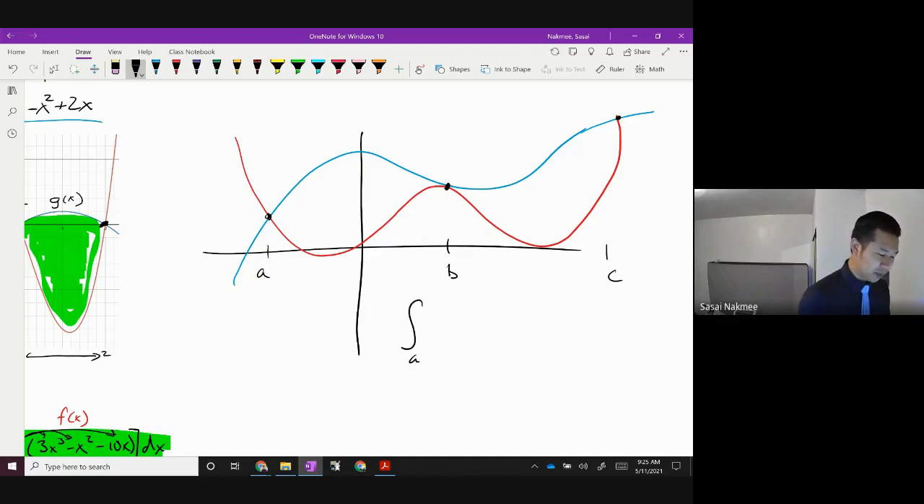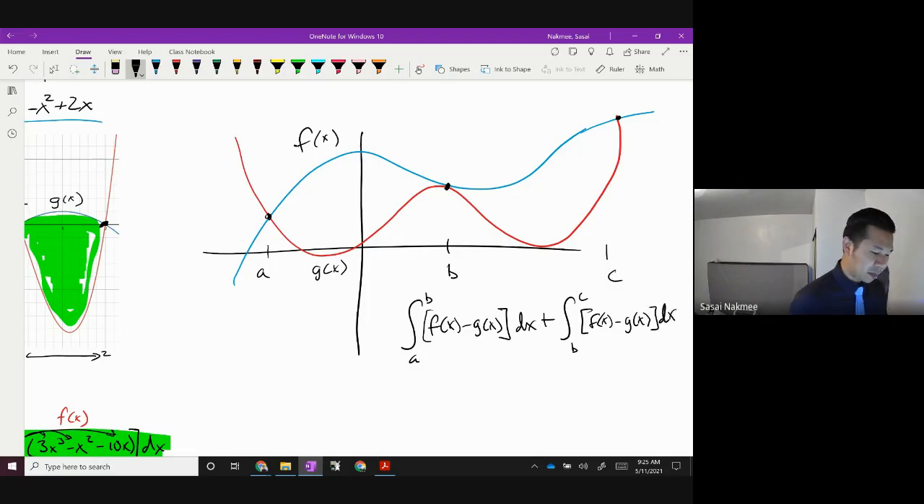It would be from, let's say, A to B, and let's call this blue one f of x, and this red one g of x. It's still the same concept of taking the top function minus the bottom function when you do this integral to see the distance between the two. And then adding it to the same exact thing, because over here from B to C, the top function is still f of x, so f of x minus g of x.